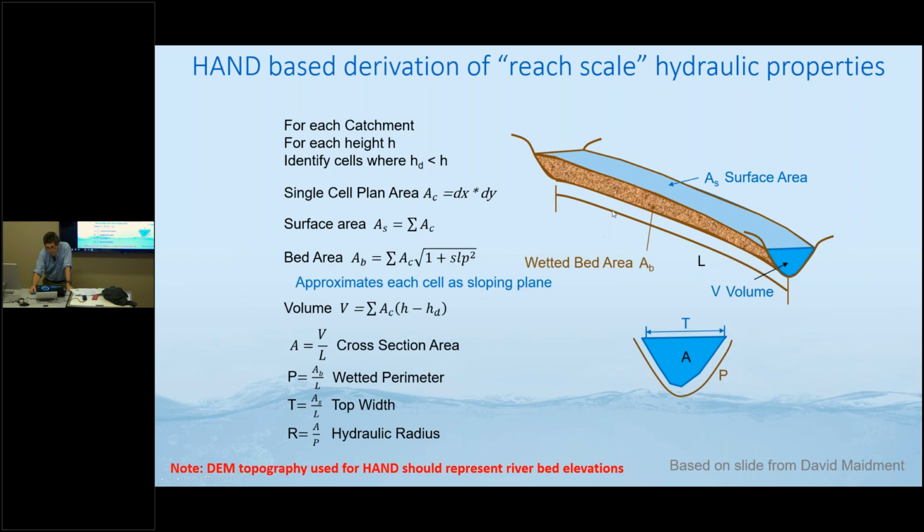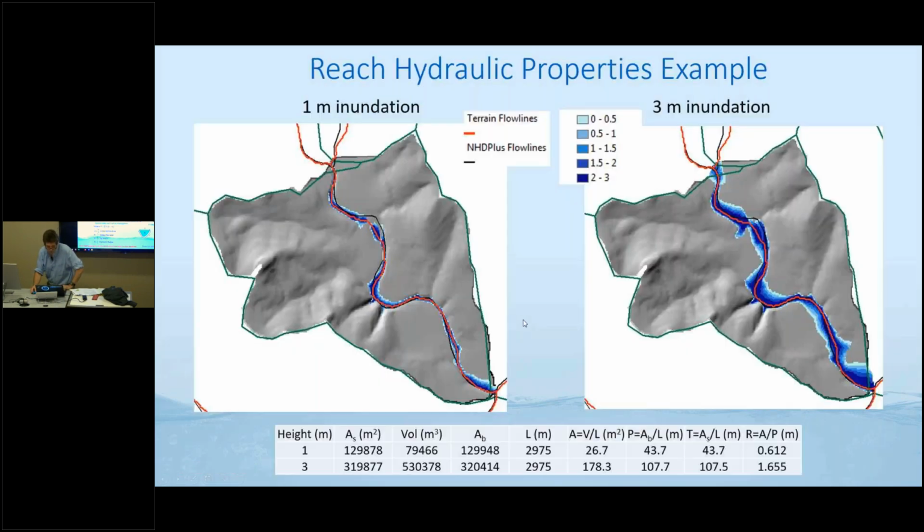Then you can get the volume of water is, again, summing over all of the cells of the area of the cell times the height minus the height above the drainage. So you can evaluate those things from the GIS. Then you just evaluate these things: the cross-sectional area, the wetted perimeter, the top width, and the hydraulic radius. That's information that can be pulled directly from the GIS.